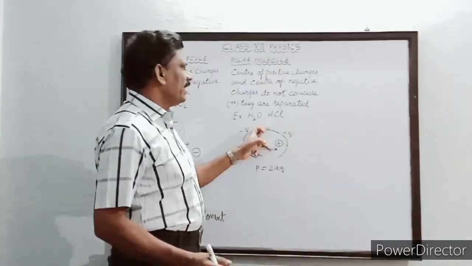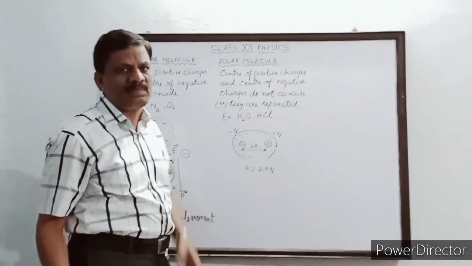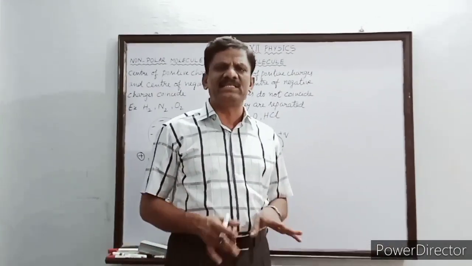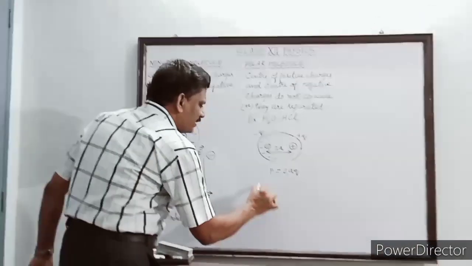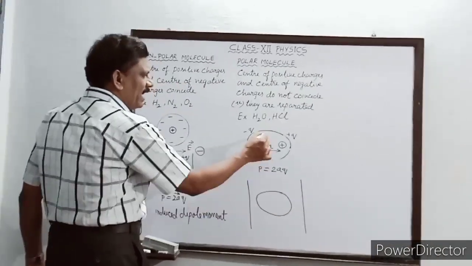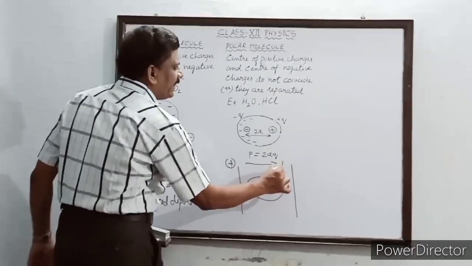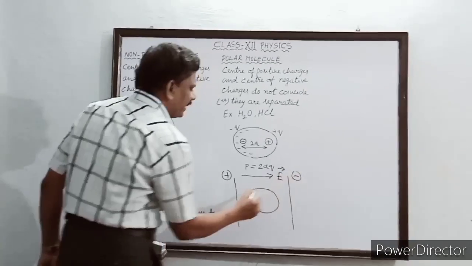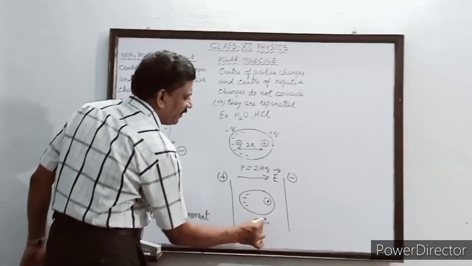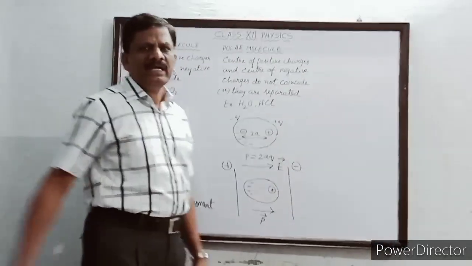But what will happen if this molecule which is already having a dipole moment is placed inside an electric field? It will orient itself along the direction of the external electric field. So very simple. So here also, if this molecule which is already having a dipole moment P is placed inside an external electric field, then again it will orient itself along the direction of the external electric field, so that the direction of the dipole moment and the electric field will be along the same direction.